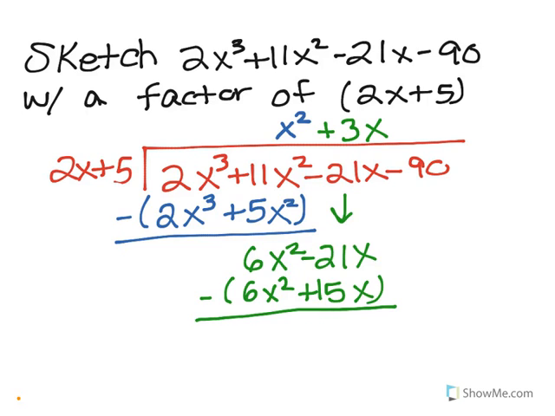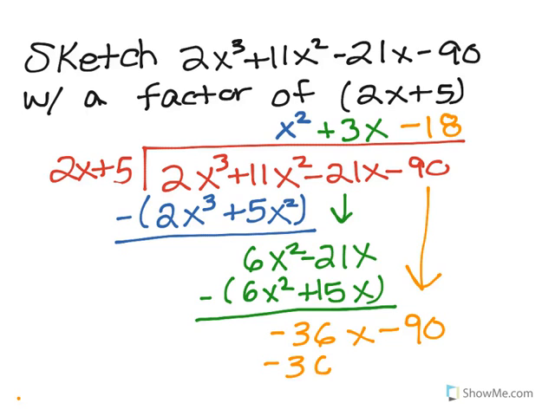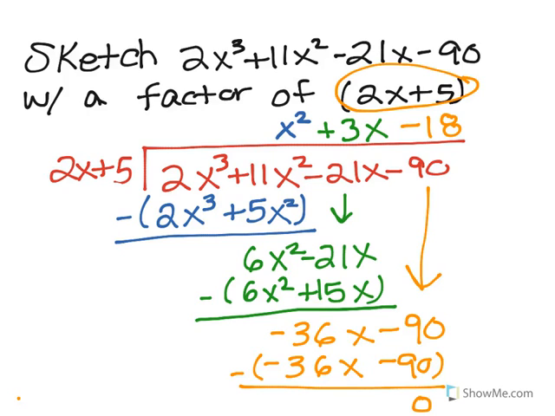Let me try to change my colors. And then I bring down this minus 90 and we do it all over again. 36x divided by 2x is going to give me minus 18. And then when I multiply it through, I should get a remainder of 0, which I do. And that's because I told you this was a factor. So you should get a remainder of 0. If you don't, your division is incorrect.